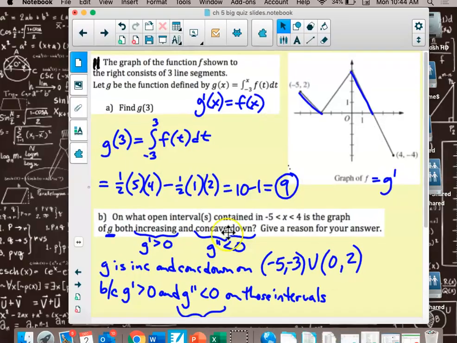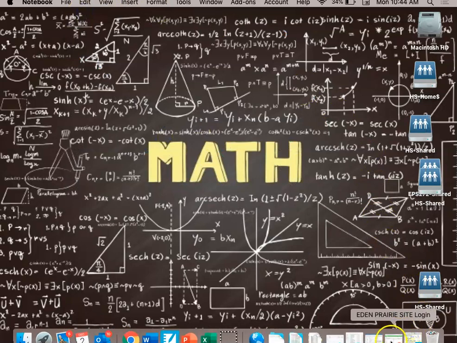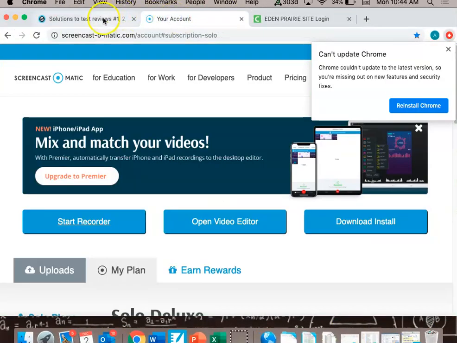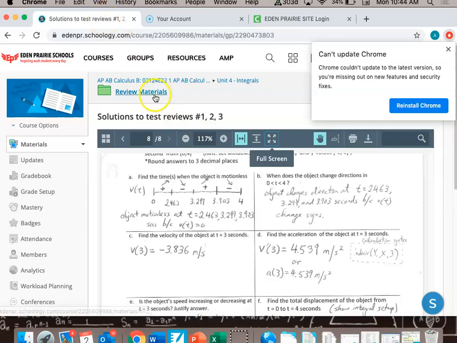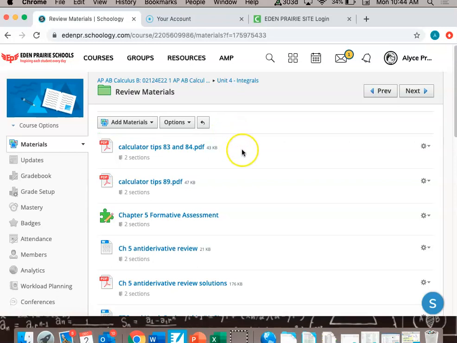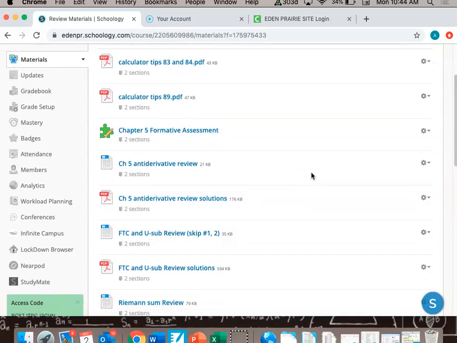So I'm going to minimize this. And I'm going to go to Schoology. Here we go. Okay, I'm in Schoology. Unit 4, which is Chapter 5, Integrals. The only thing that's in your Schoology right now. And I'm under Review Materials.